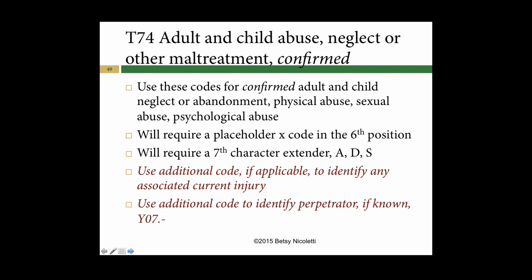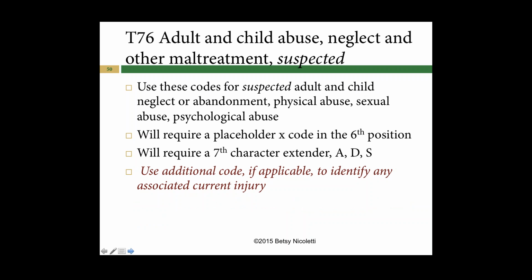So here are the codes for confirmed, and here's the category of code, not all of them, for suspected. So T76, adult and child abuse, neglect, or other maltreatment suspected, you will find a number of codes in the T76 category. And this also tells us, use an additional code, if applicable, to identify any associated current injury. So if there's a fracture, or a bruise, a contusion, we would add that code as well. And if you tuned in to the injuries are going to hurt, you know those are very specific codes in terms of location. And those injury codes also get the seventh character extender.